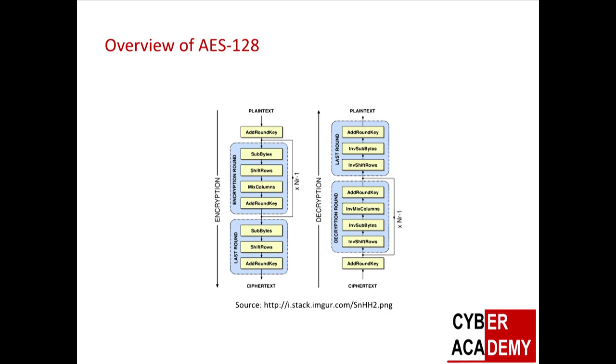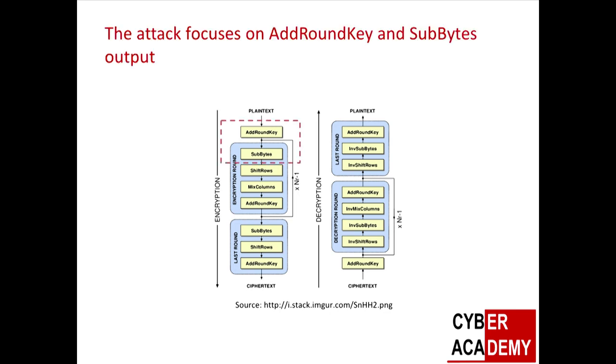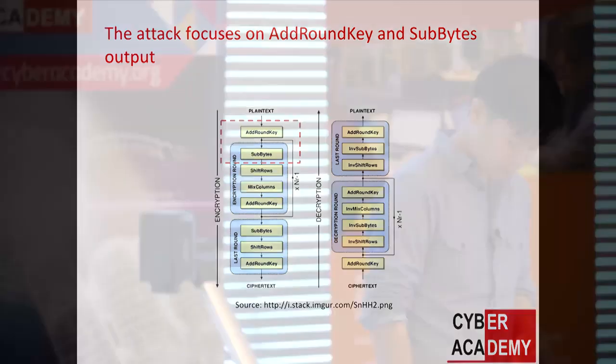So, the attacks that we have implemented via power analysis will focus specifically on the AddRoundKey and also the SubBytes steps of the first operation of AES-128. So those are the two functions I will describe within the scope of this presentation. Let's start with AddRoundKey.